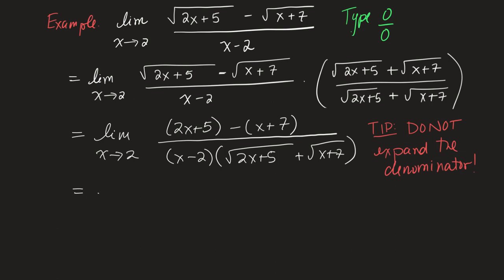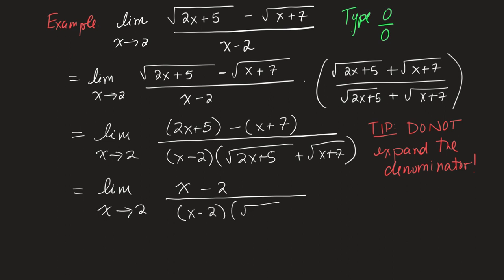And the numerator becomes, the limit as x tends to 2, and I've got 2x minus x, which is x, and I've got plus 5 minus 7, because that negative would go through, and so that's going to be x minus 2. And that's all over x minus 2 times the square root of 2x plus 5 plus the square root of x plus 7.